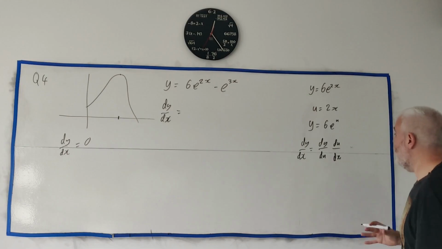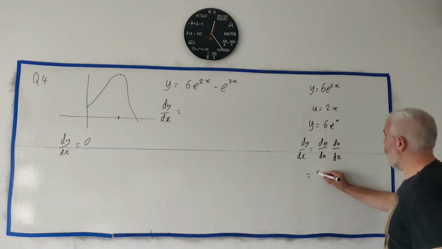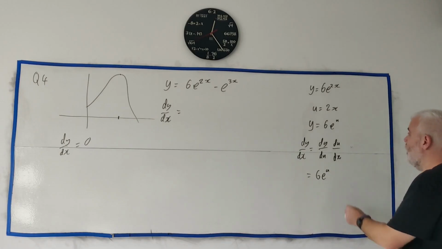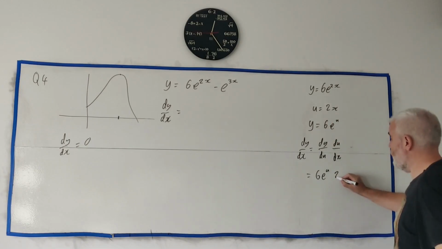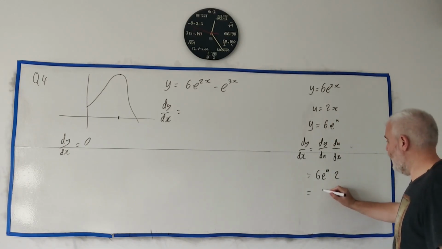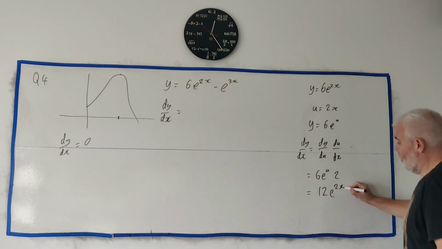It's the same thing here. And what this really says is differentiate this with respect to u, it just becomes 6e to the u, and then differentiate u with respect to x, that just becomes a 2. Putting all that together, we get 12e to the power of u, which is e to the 2x.